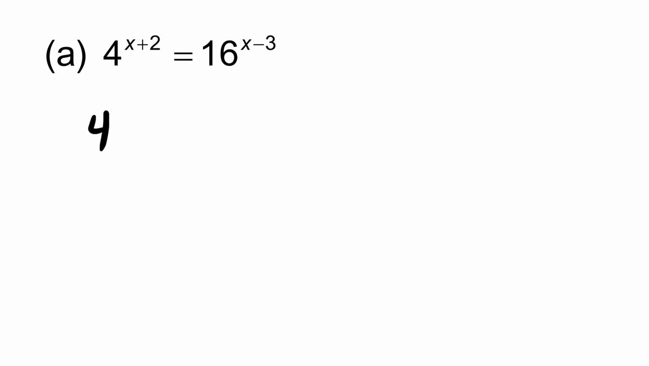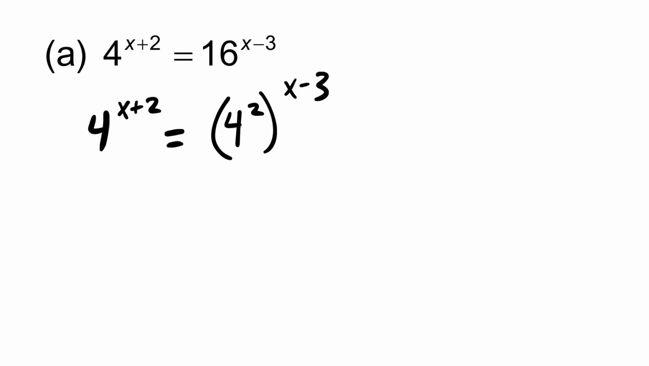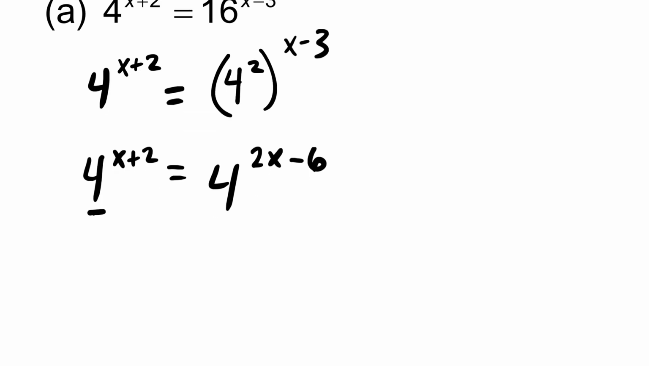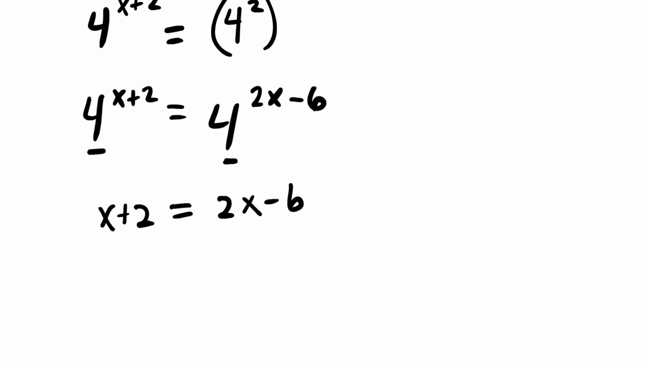Yeah, okay. So on the left, I have 4 to the x plus 2. On the right, I have 4 squared to the x minus 3. I just write 16 as 4 squared, and then I must multiply my exponents on the right side. This is the hard part, remembering rules of exponents from Algebra 1. 4 to the 2x minus 6. And then since the bases are equal, I can now set the exponents equal and solve for x. I get x equals 8.